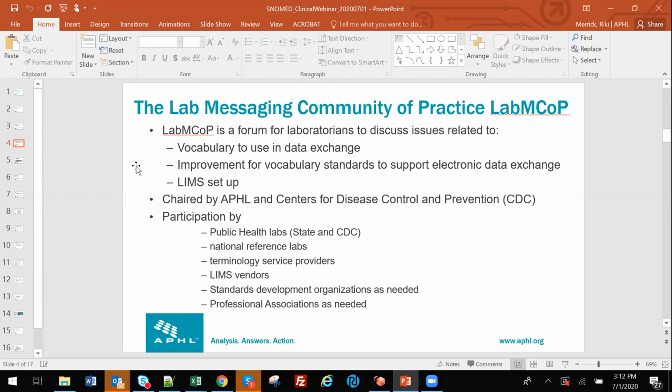Depending on the topic and over the years, I mean, this has been in existence for 11 years, sometimes we have a large group, sometimes we're a rather intimate, smaller group, but we've had representation from the different public health labs, state and federal, from national reference labs, from terminology service providers, from LIMS vendors and SDOs, especially when we need them, and professional associations. We reach out to them as needed.